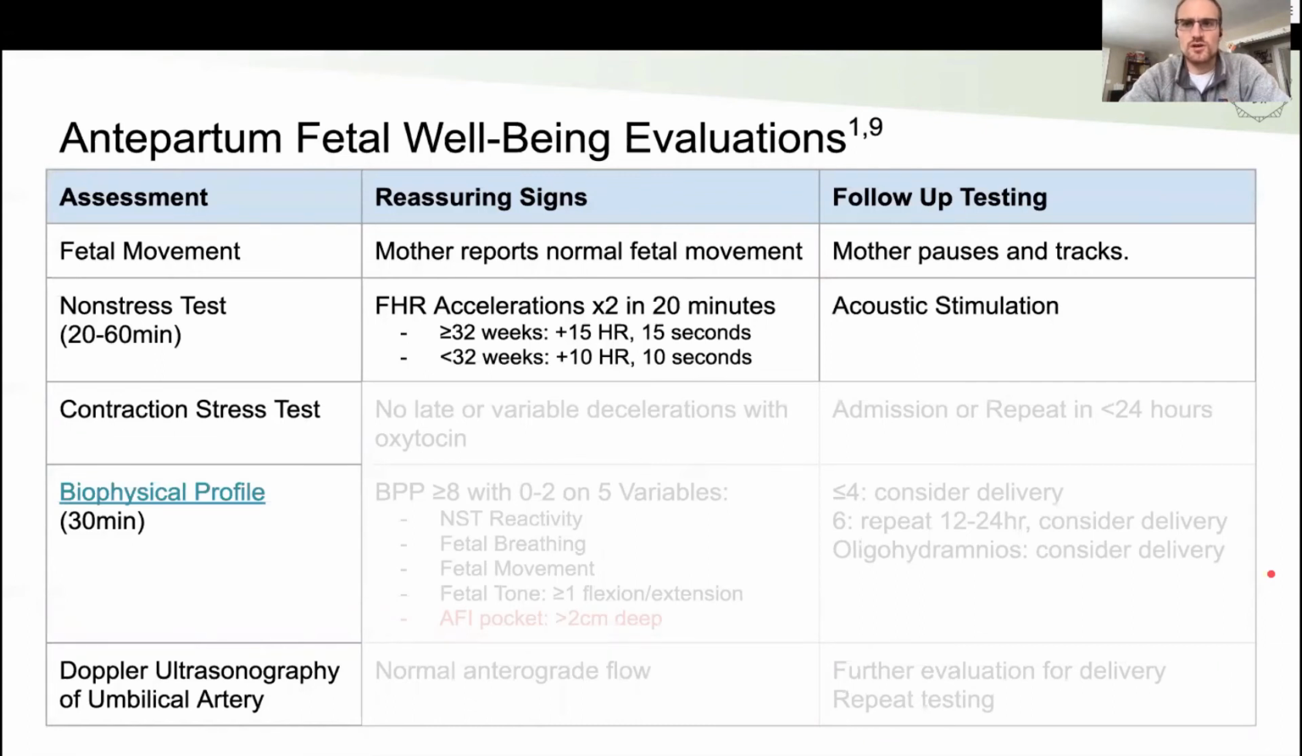We'll have a video on that as well. That's coming out here in the next couple of weeks. And you're looking for 2 accelerations in 20 minutes. If the child is not responding, you can do some acoustic stimulation.